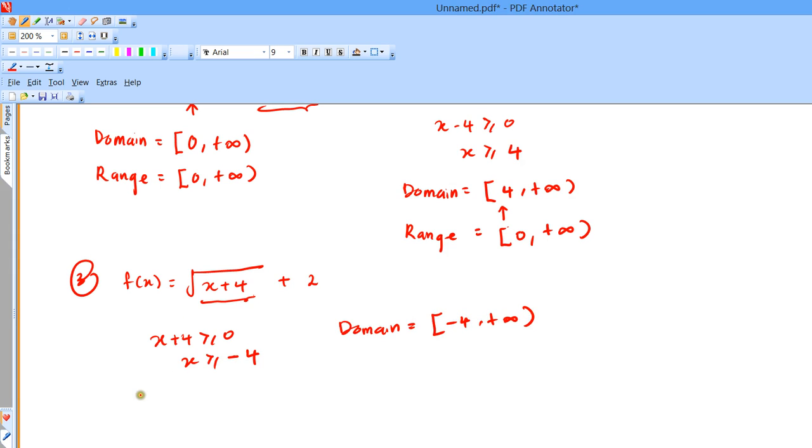And then the range. How to find the range? You need to substitute this value into the radical. Negative 4 plus 4 equals 0. Square root of 0 equals 0. And then we have plus 2, because f(x) equals y equals square root of negative 4 plus 4, plus 2. So we get the range equal to [2, positive infinity).